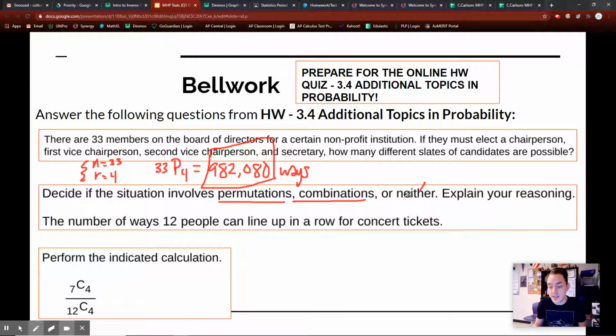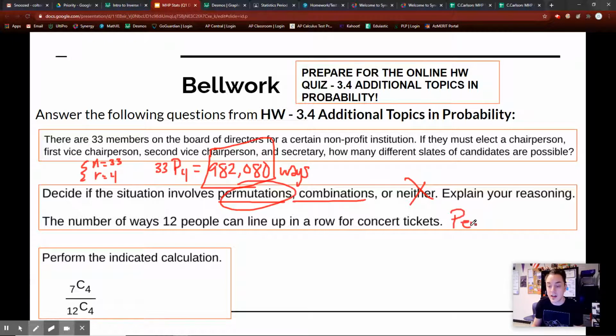Second problem: decide if the situation calls for permutations or combinations, or even neither. Now, I'll give you a hint, it's never going to be neither, okay? But explain the reasoning: the number of ways 12 people can line up in a row for concert tickets. Now, this one's kind of misleading, personally. It is very misleading because it doesn't really matter who lines up in the row of concert tickets. However, getting into the concert, it does matter. And I believe Math Excel is going to say permutation.